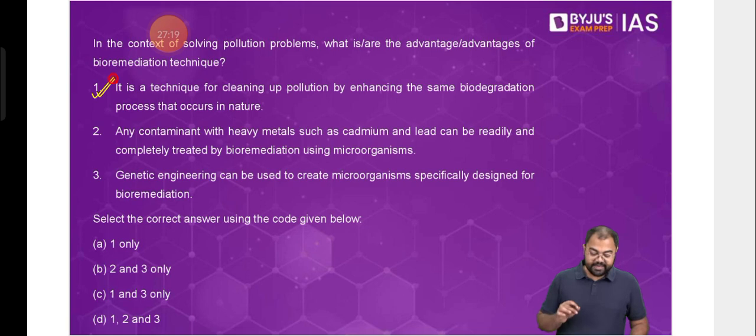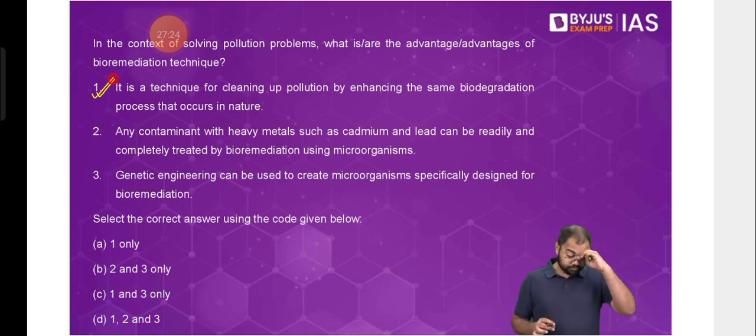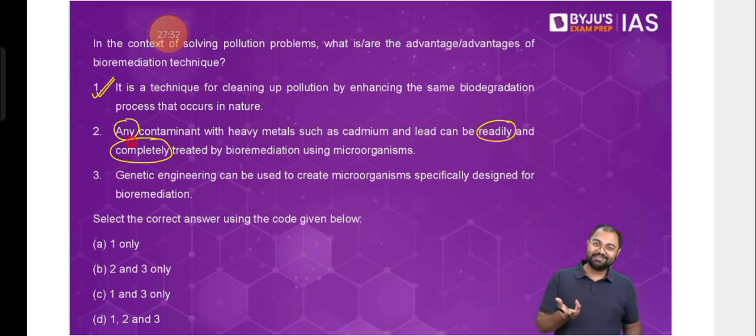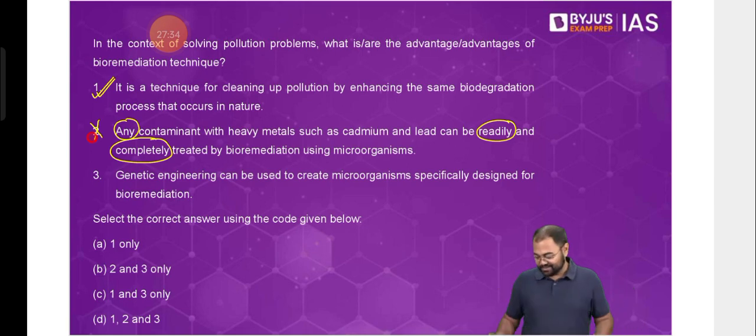So that's correct. Second statement says any contaminant with heavy metals such as cadmium and lead can be readily and completely treated by bioremediation using microorganisms. Do you remember that we discussed the extreme words? Look at how many extreme words you have here. Any, readily, completely. So three extreme words in one sentence. Is it even possible that it's a correct statement? Just because of these extreme words, I will anyway say that it's a wrong statement.